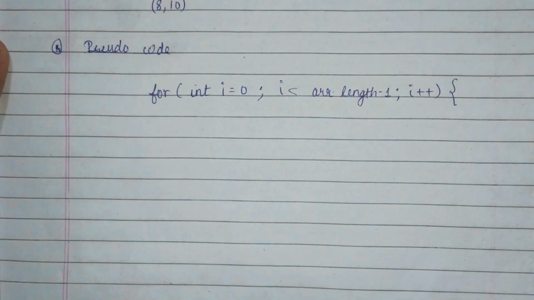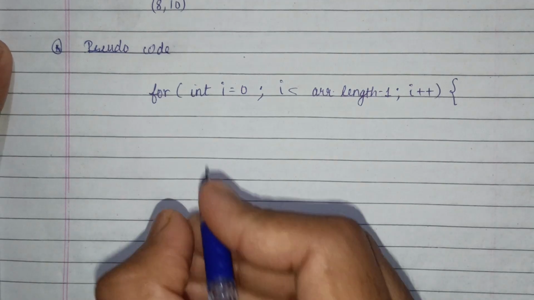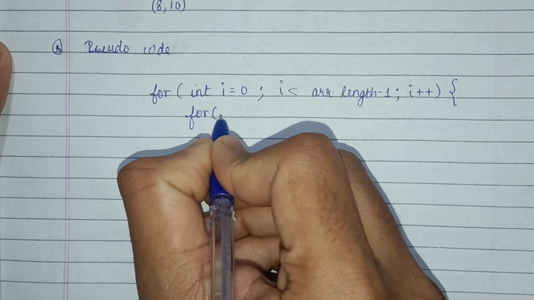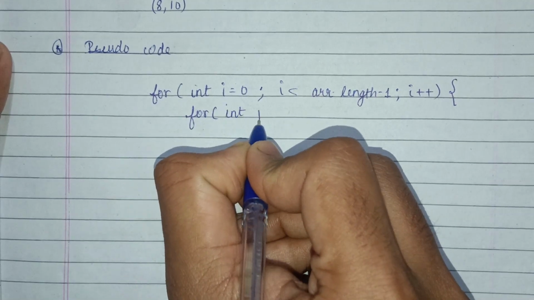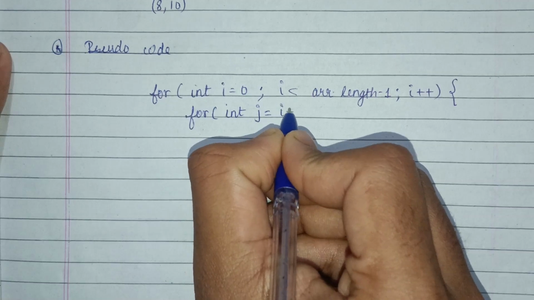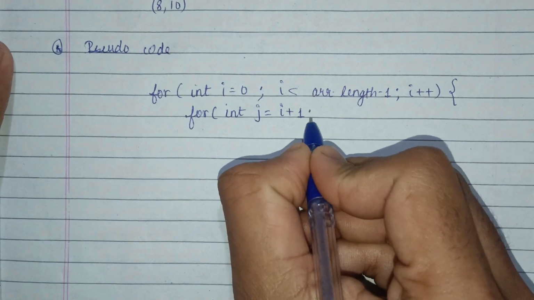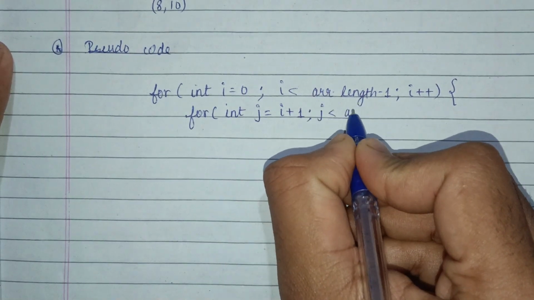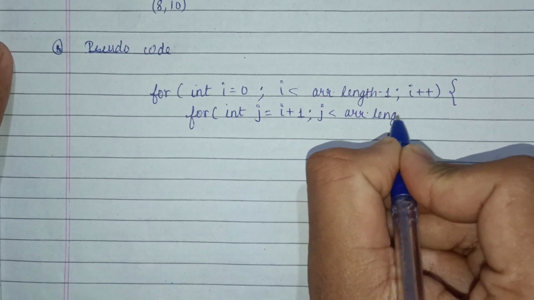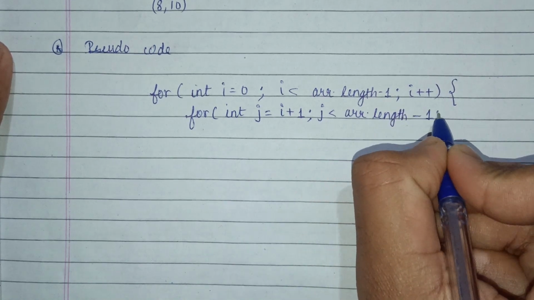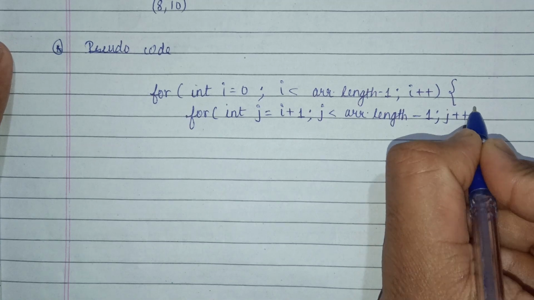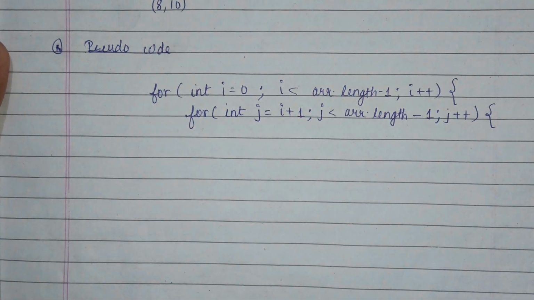Now we have to run an inner for loop. Okay, in this we have to run another for loop for int j is equal to i plus 1, means it will start with its next element. Okay, and j will also go to array length minus 1 and j gets updated. Now in this we have to print array of i and array of jth element.